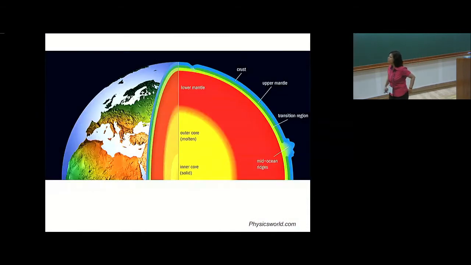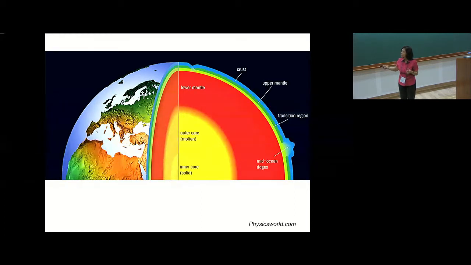Now this is again probably familiar to most people, right? This is a very simple cross-section of the Earth. So you have the crust, the topmost brittle layer of the Earth. Below that, you have the mantle, which is divided into the upper and the lower mantle. And then beneath that, you have the core, which is again divided into an outer and an inner core. And these distinctions are mainly based on composition.